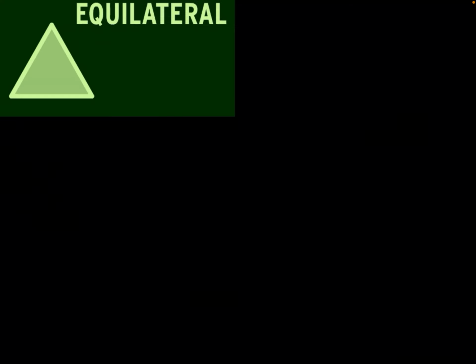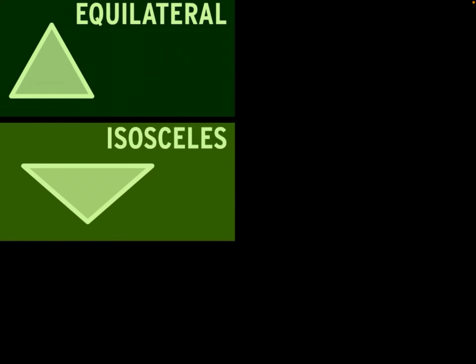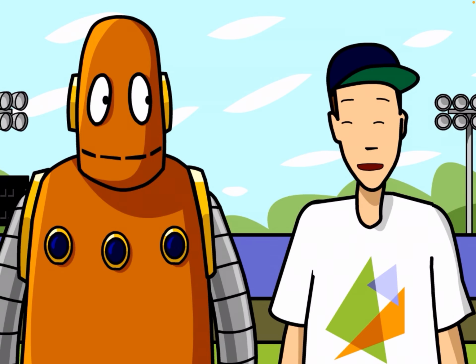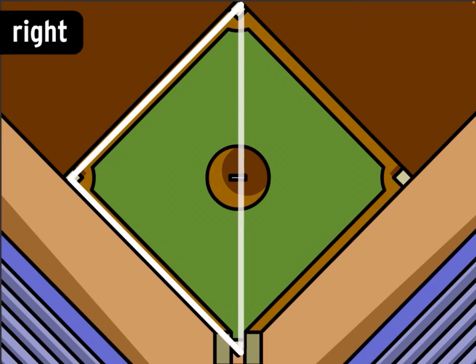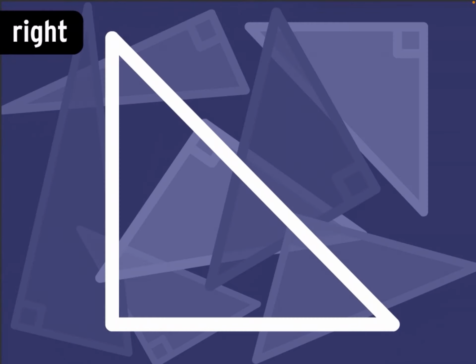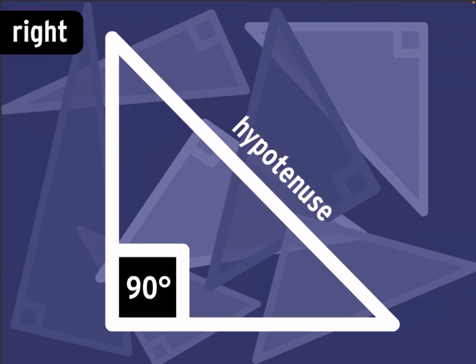Correct. Equilateral, isosceles, and scalene triangles are all classified by comparing the lengths of their sides. Yep, I did say that we also classify triangles by comparing their angles. Let's take a look at those. Right triangles have one right angle that measures 90 degrees. The long side of a right triangle is called the hypotenuse, and the two sides that form the right angle are called legs.